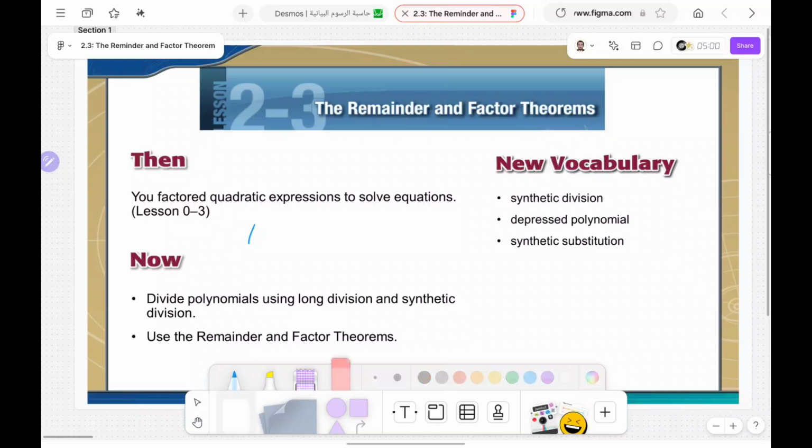Today we're going to start lesson 2.3, the remainder and factor theorem. We are going to learn two things here. The first thing, we are going to learn how we can divide polynomials using long division, and how we can divide polynomials using synthetic division.